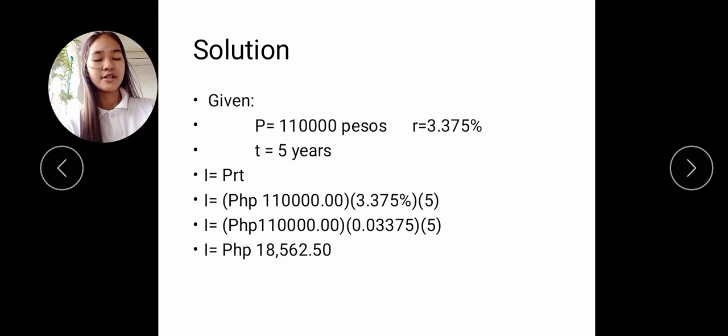And our interest is 18,562.50. So, Mrs. Tanghal gets the amount 18,562.50 at the end of 5 years, the interest that Mrs. Tanghal gets.